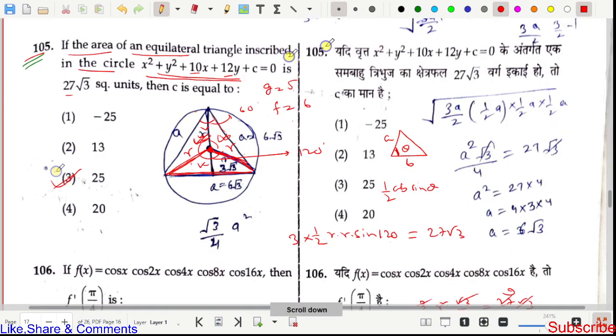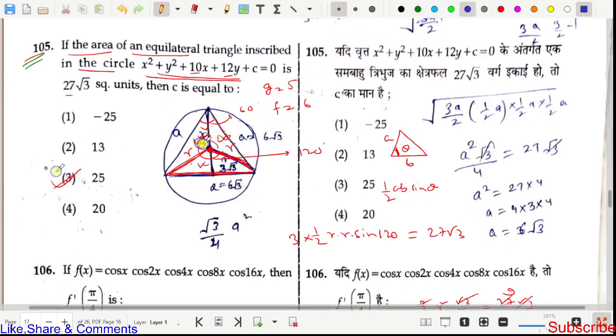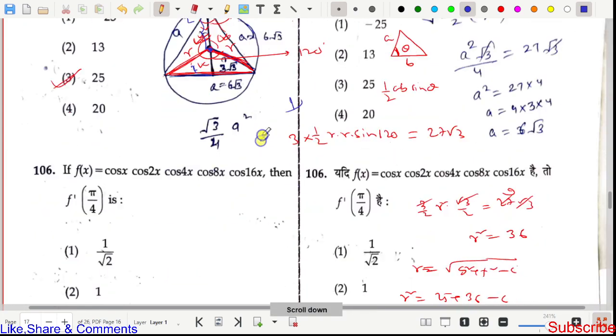Clear? So we applied one concept, but you can also solve it by another concept. This is the circumcenter, and this is also the centroid, and we know the centroid divides the median in a 2 to 1 ratio. This concept we can also apply. But this is the easiest way to solve.